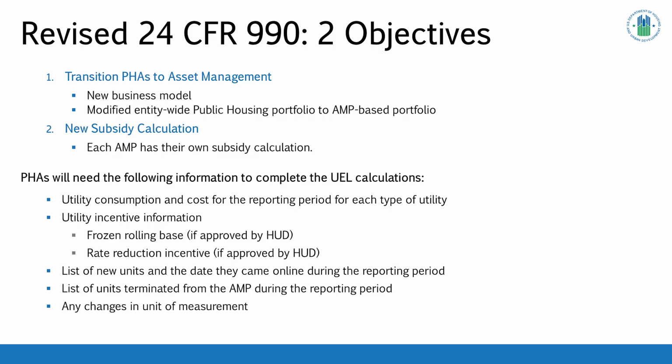For example, did the unit of consumption from the utility company for maybe water and sewer go from gallons to metric gallons? And we're going to have to make sure we're consistent in that unit of measurement. If not, it will skew the subsidy calculation.